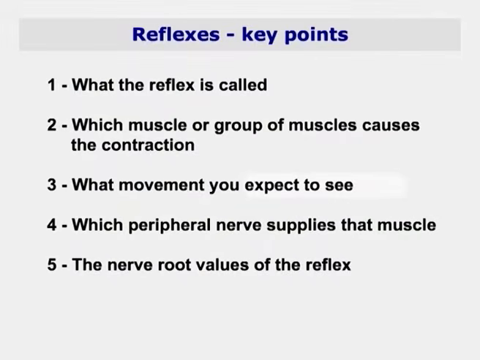We now move on to the next stage of the peripheral neurological assessment with examination of the reflexes. As with the previous section, when testing for the reflexes, you need to know the following basic elements: what the reflex is called, which muscle or group of muscles causes the contraction, what movement you are expected to see, which peripheral nerve supplies that muscle, and the nerve root values of the reflex.